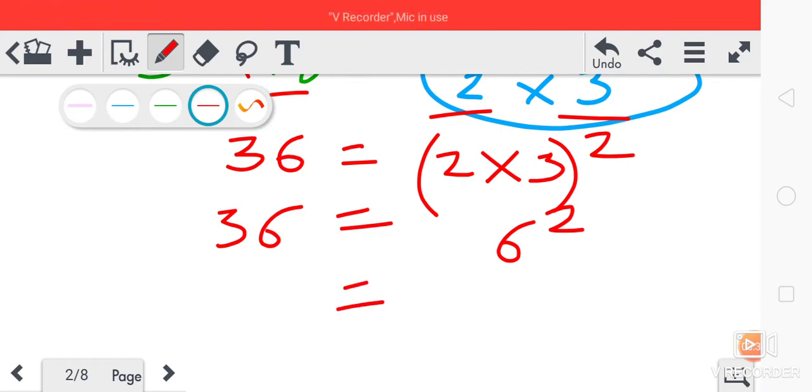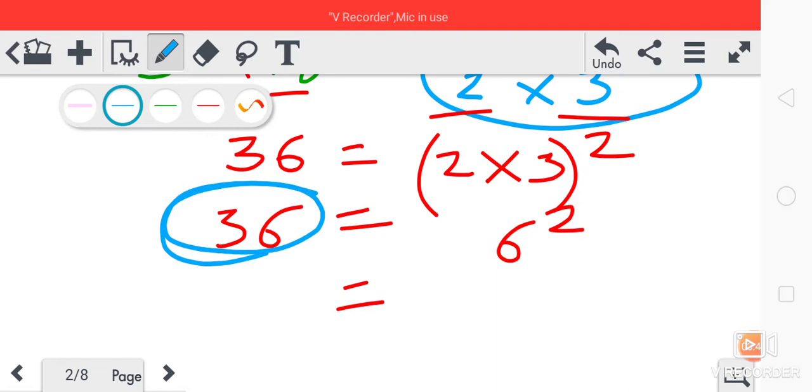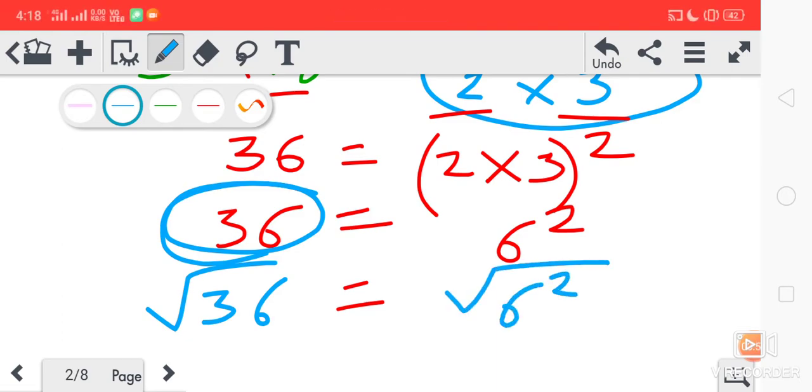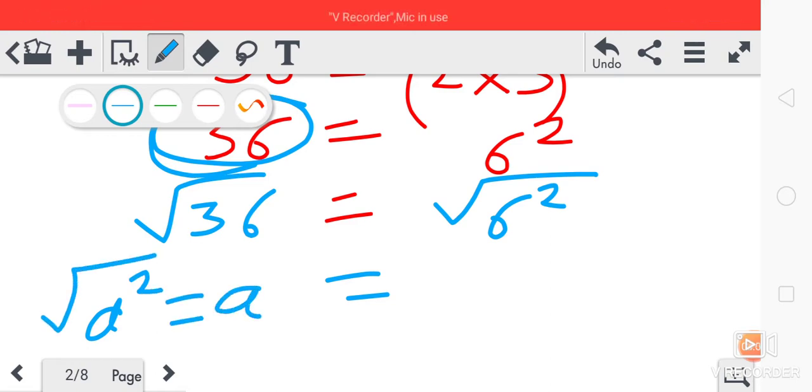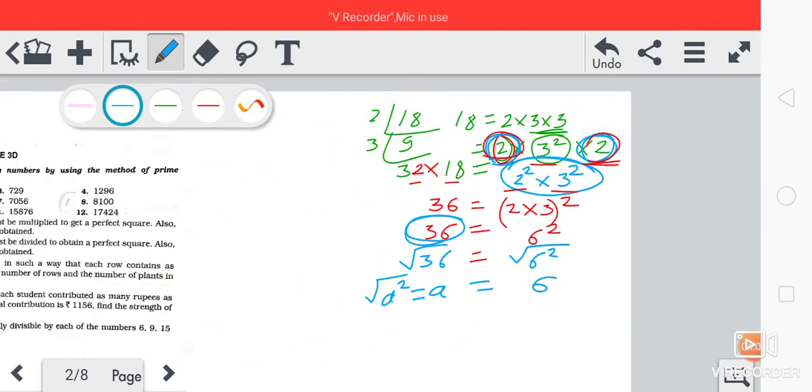Now what will be the square root of this new number? The new number after multiplying is 36. Now the square root of 36, how much will we get? If we take the square root on the LHS, then on the RHS also we take the square root. So 6 square and its square root. Many times I have told you, a square and its square root is equal to a. Similarly, 6 square and its square root, we get 6 only.